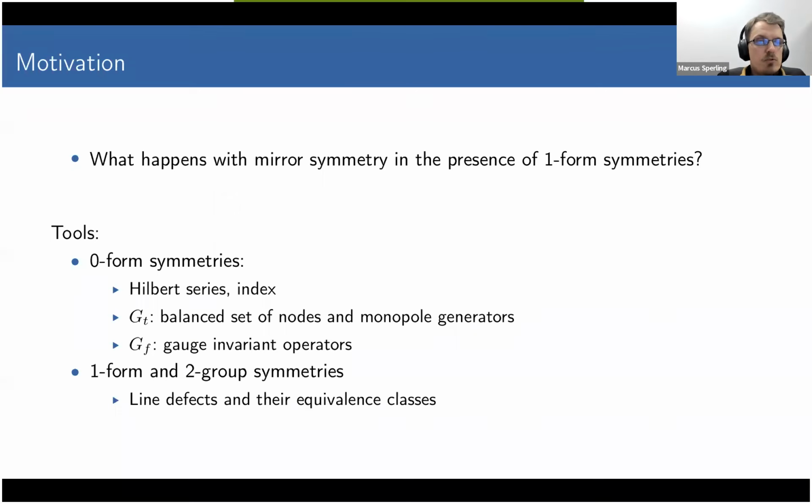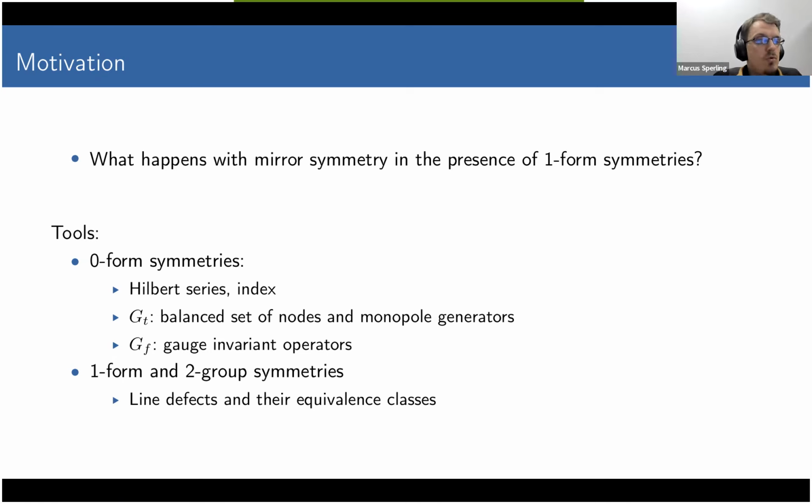And in order to answer this question, we use a variety of tools. Of course, for the ordinary symmetries, or for the zero-form symmetries, we can use the tools that we have been developing for the last couple of years. So here we have, of course, any kind of exact computation like Taylor series, supersymmetric index. Any of those will give you very definite and concrete answers.